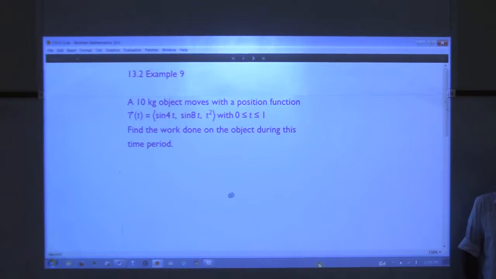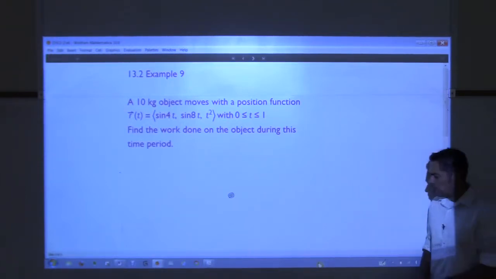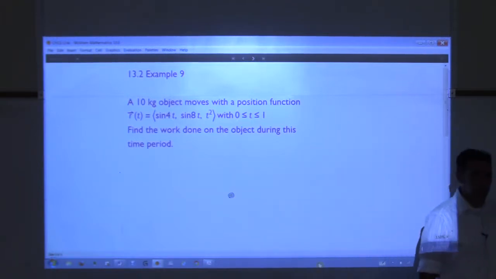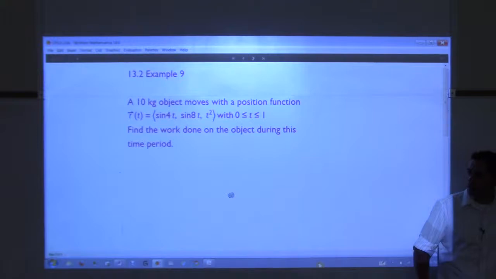Okay. You've got this object. It's moving along some weird path, and we're trying to calculate the work. What's different about this problem than the previous one? We don't have F. In the previous problem we had F, didn't we? Because it gave us the weight.